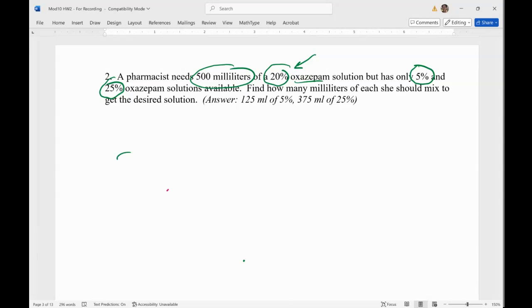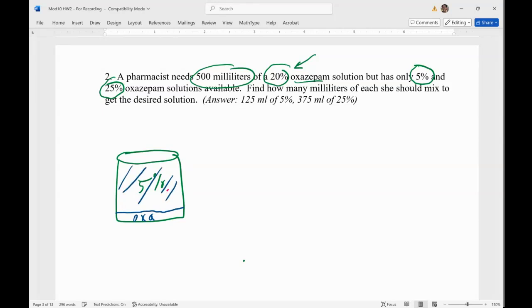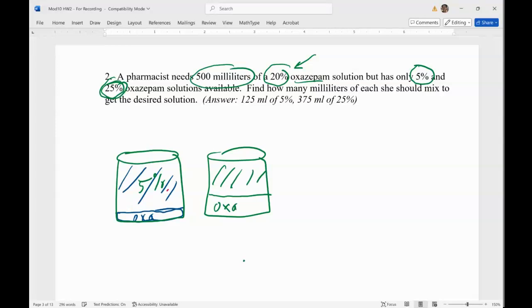So here's the idea. You've got a 5% solution. Basically, what that means is this much of it is Oxa, and the rest of it is maybe something like water. Just that little tiny 5% of it is Oxa. And then you have another solution that's 25%. So this one has a lot more Oxa in it. It's 25% Oxa, and the rest is water.